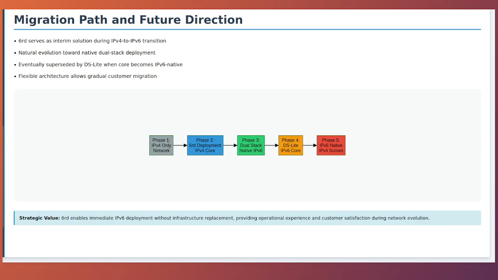Eventually, as native IPv6 deployment becomes comprehensive, 6RD can be phased out entirely. At this point, the ISP might even flip the model and use DS-Lite to carry legacy IPv4 traffic over an IPv6 core, while IPv6 runs natively. This represents the final stage of transition where IPv6 is the primary protocol.